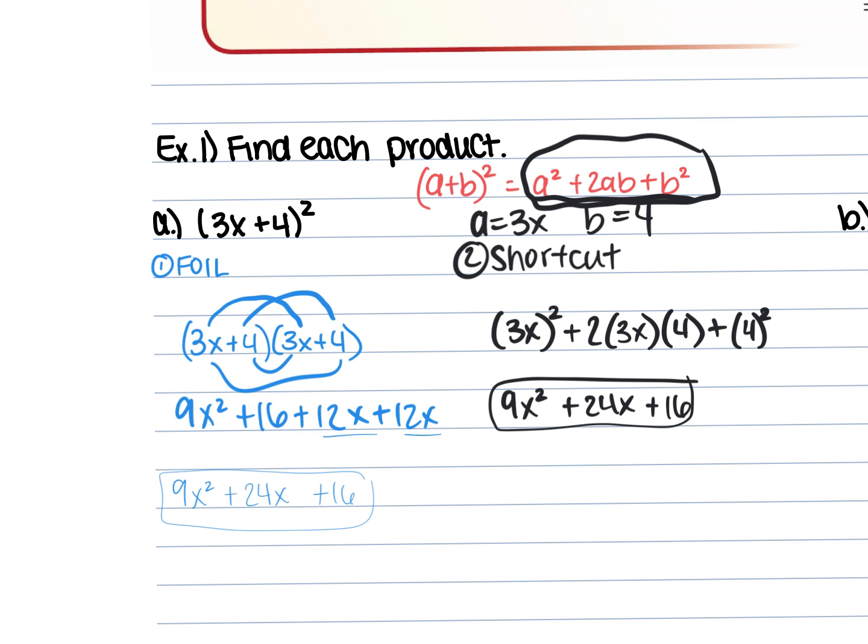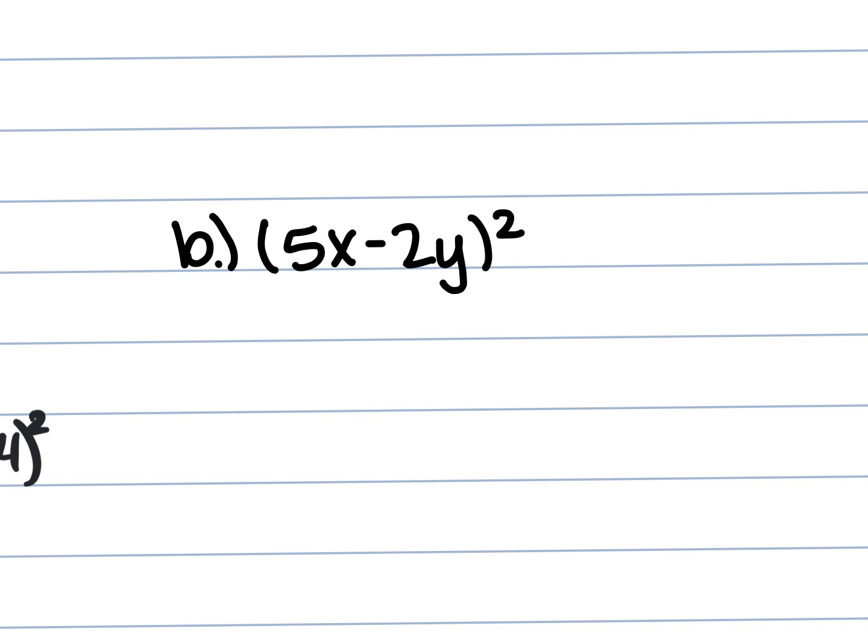All right, now the second example, for letter B, we're going to do both methods as well, okay? From after letter B, you can use whatever you want. I'm going to use the shortcut for the rest of the lesson, okay? If you're a FOIL person, though, FOIL the rest of these problems, okay? So let's check out B. Let's do it first off by using the FOIL method.